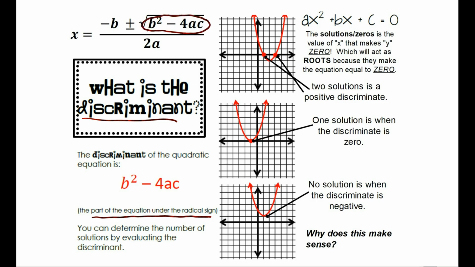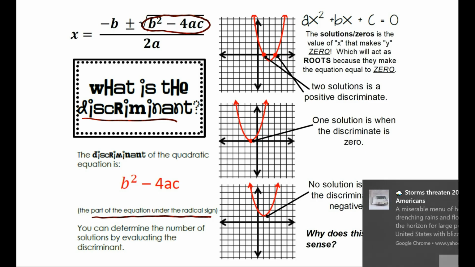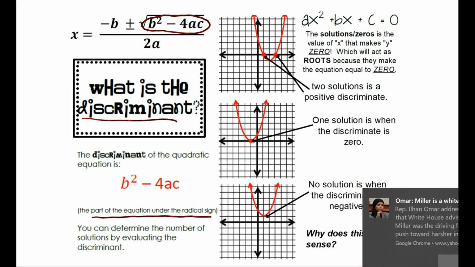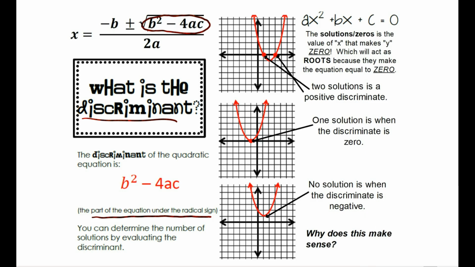So what the discriminant does, it helps us do this. You can determine the number of solutions by evaluating the discriminant. The good part of it is it's in our equation, so it's going to help us solve a part of the equation. So the solutions or zeros is the value of x that makes y 0.